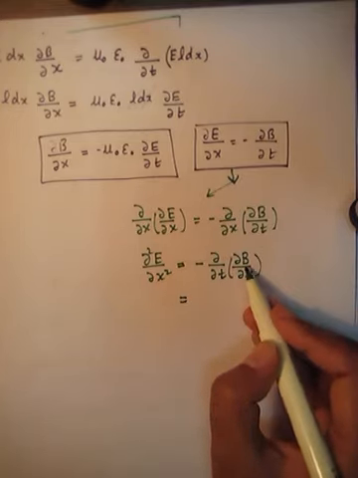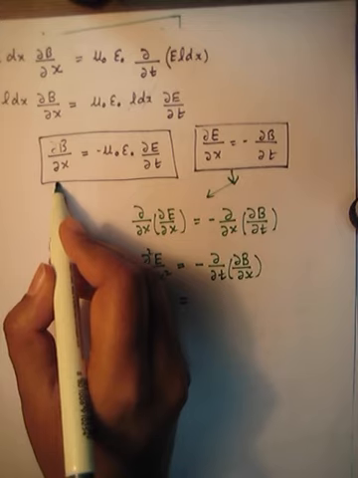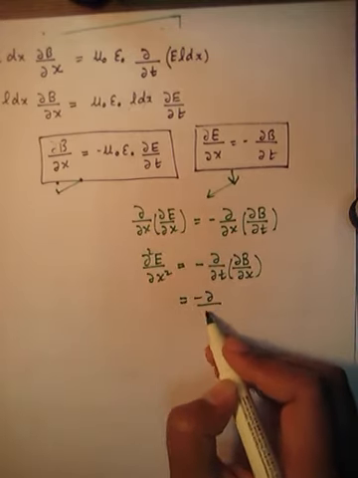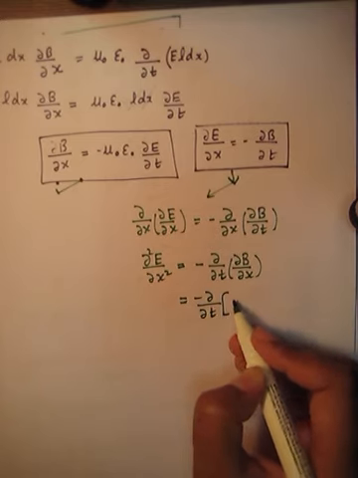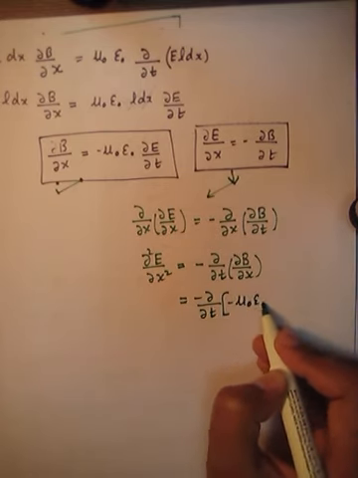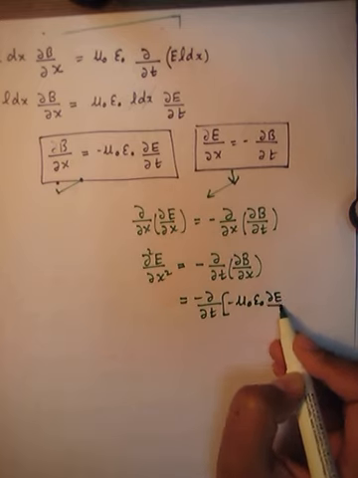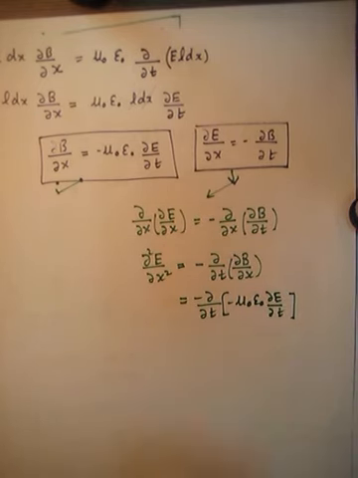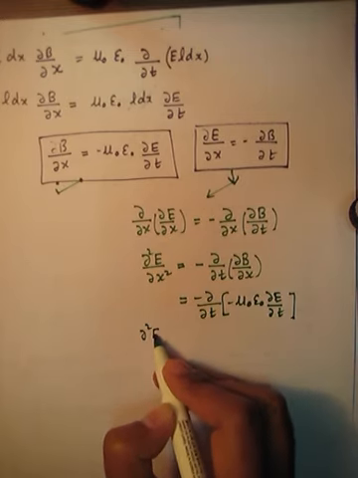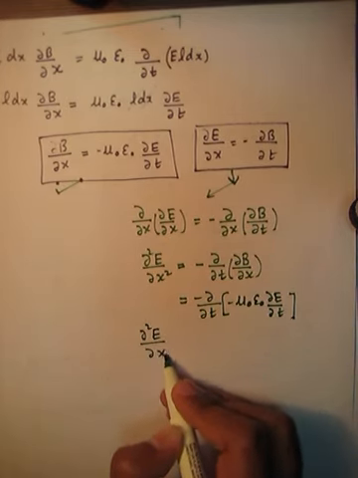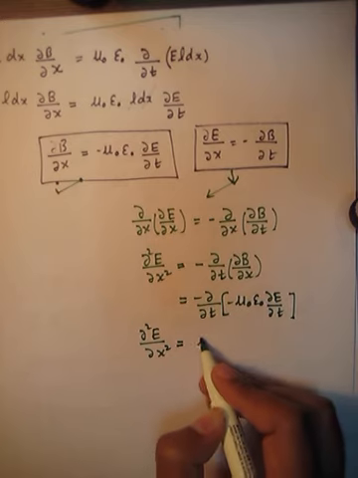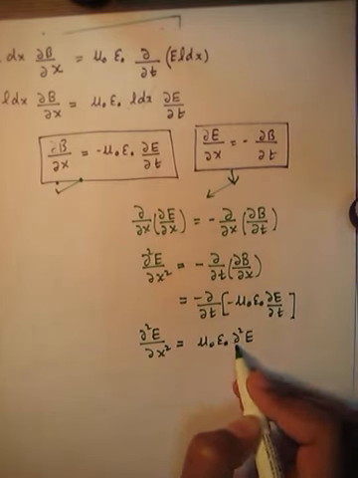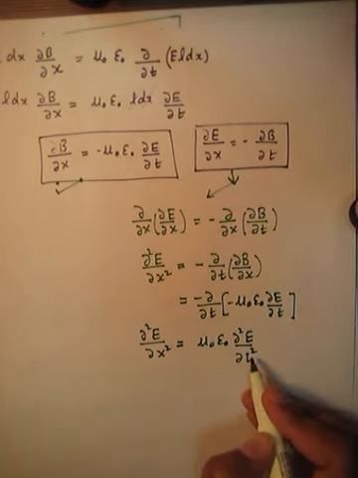So let's replace ∂B/∂x from here. So it will be ∂/∂t of minus mu naught epsilon naught ∂E/∂t. Then this equation becomes ∂²E/∂x² will be equal to mu naught epsilon naught ∂²E/∂t².